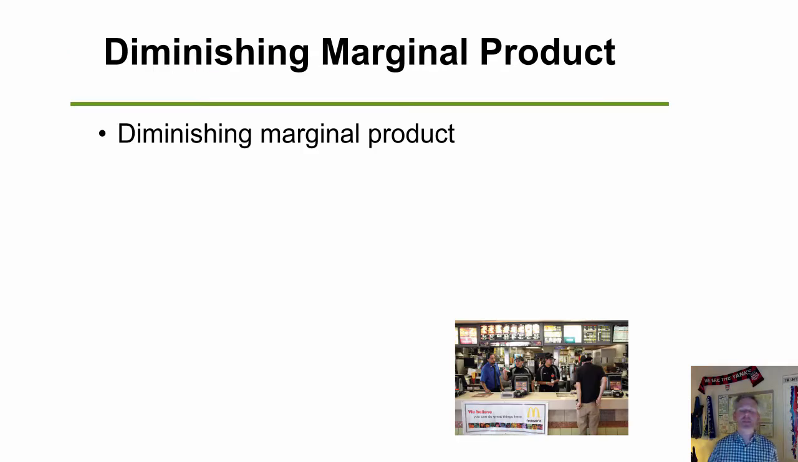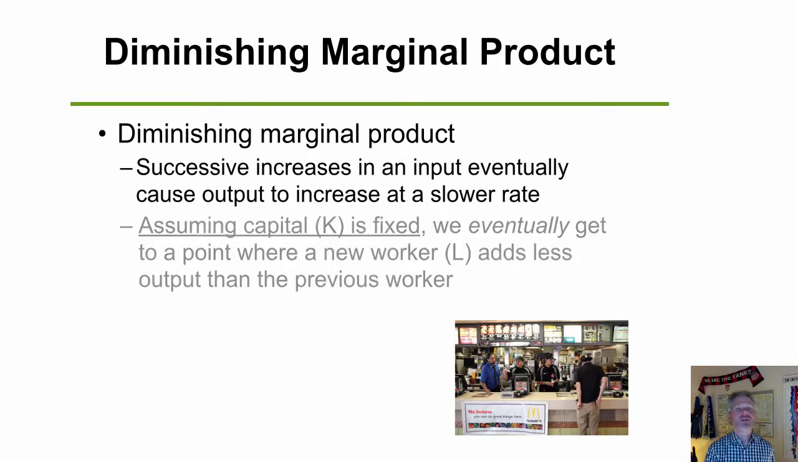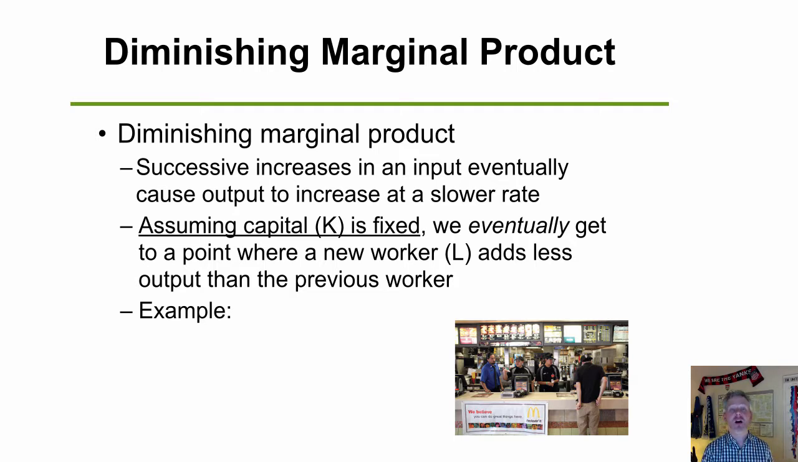So we call this diminishing marginal product. Successive increases in an input eventually cause output to increase at slower and slower rates. Assuming capital is fixed, we eventually get to a point where a new worker adds less output than the previous worker. Because in the restaurant example, we don't have enough machines to go around. We don't have enough grill area. We don't have enough tables. We don't have enough room to keep adding workers and getting positive amounts of output. So we get diminishing marginal product, and then eventually we get negative marginal product, where we're actually decreasing the total amount of output.